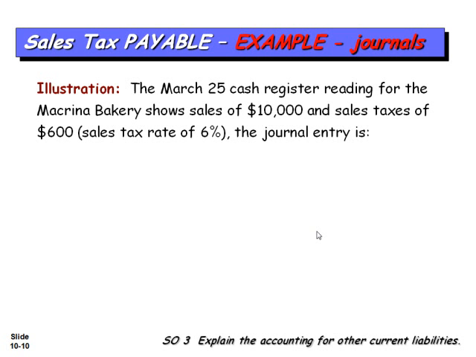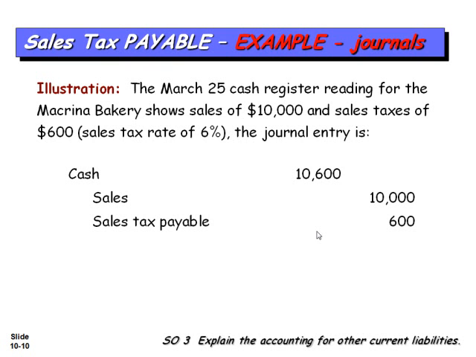All right, so you're at the cash register at the Macrina Bakery, and the Macrina Bakery says we had sales of $10,000 today. That's a little unrealistic, but we'll go with it. And we had sales taxes of $600. We know that the Macrina Bakery is actually in Seattle, and the sales tax is higher, but we'll make this a simple example. The journal entry would be cash. They would show that they collected cash of $10,600, but they're only going to count sales of $10,000, and they're going to set up an account, sales tax payable, and they have to pay the government for that.